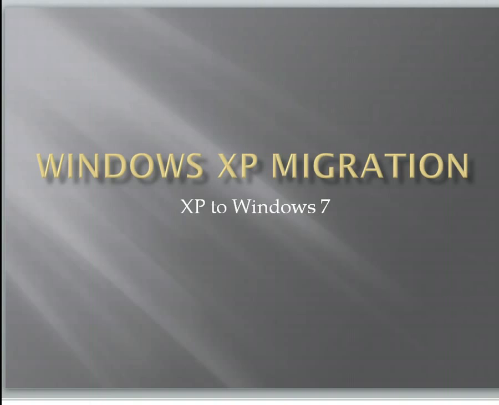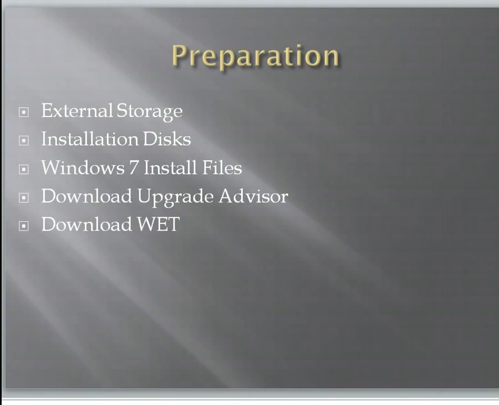So in order to get there, for the preparation, the first thing we need is an external storage, someplace to store this information after we run, and we'll talk about it in a second, Windows Easy Transfer in order to create a single file. If you don't have Windows Easy Transfer, or don't want to get it, then you can copy the files individually, but then you'll only have the files. You'll need the installation disks for all of your software because you will have to reinstall your software. And then you'll need the Windows 7 installation files.